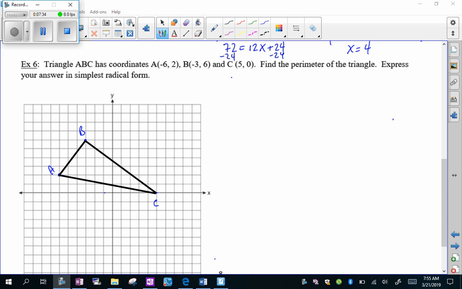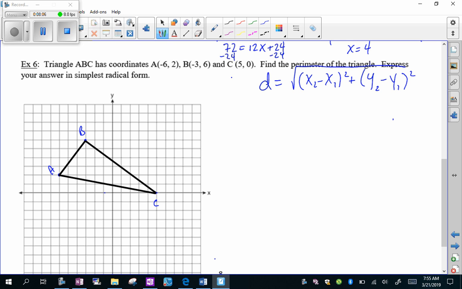Now, distance, well, guess what we can use? That's the distance formula. Some people have it memorized: the square root of x sub 2 minus x sub 1, squared, plus y sub 2 minus y sub 1, squared.